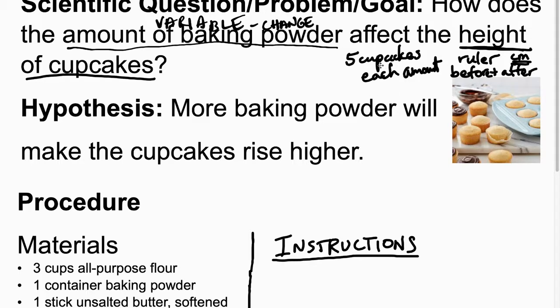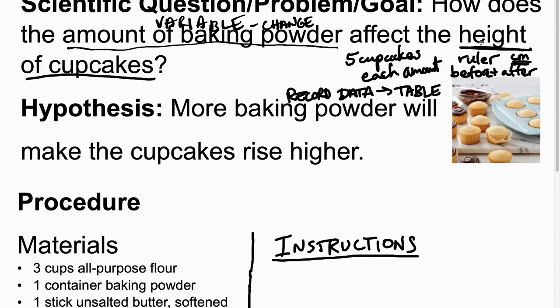So I want to make sure that I build these trials into my experiment, and then think about, oh, okay, I'm going to need a data table. How am I going to record my data? So I'm going to have to record my data in a table and have the heights in a table, just like in the data nugget where they had the masses of the crystals.